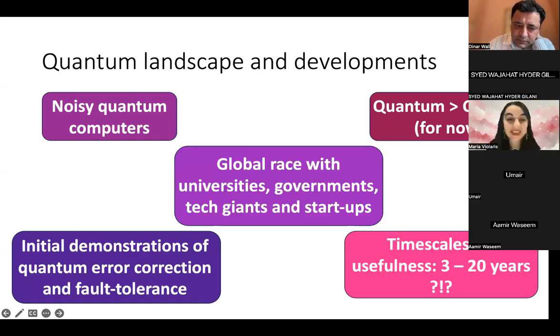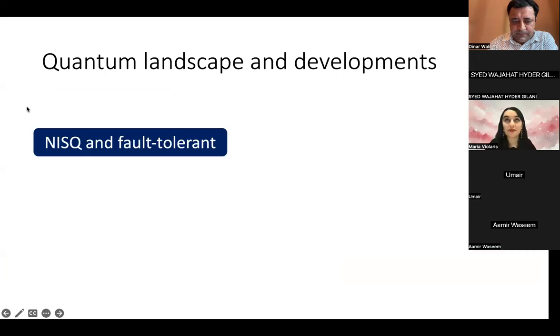So at the moment, there's a kind of global race where you have universities, governments, tech giants, startups, all working on different approaches on different aspects of quantum computing, working together, collaborating, competing, trying to build useful quantum computers. And so you'll hear these terms like NISQ, which is these noisy current-scale quantum computers, and fault tolerant, which is these ones that use the quantum error correction. So there's these two different types.